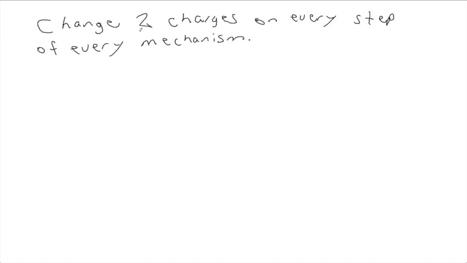We always, or almost always, change 2 charges on every step of every mechanism. Or to be more specific, you change the charge on 2 atoms. Change the charge on 2 atoms on every step of every mechanism. So the next question you should be asking yourself is, how do I know which 2 charges to change? We're only going to change 2 charges, but there's going to be lots of charges. There's going to be lots of atoms. Well, the answer is you change the charges at the beginning and the end of the string of arrows.